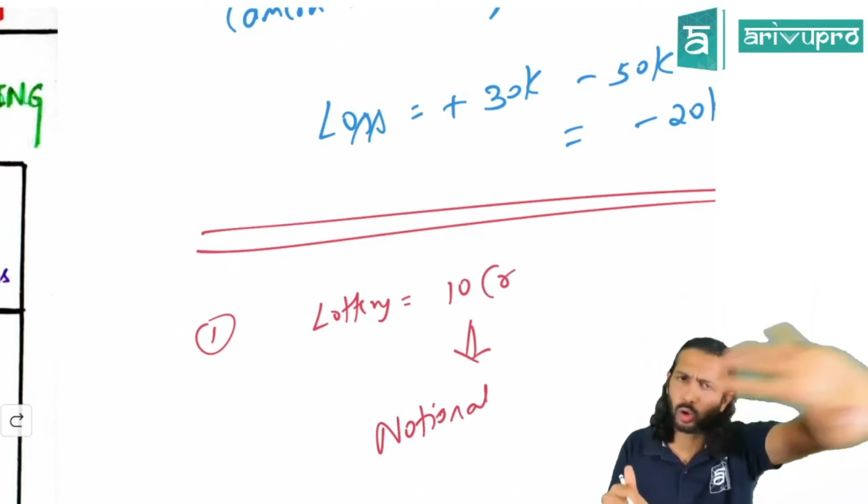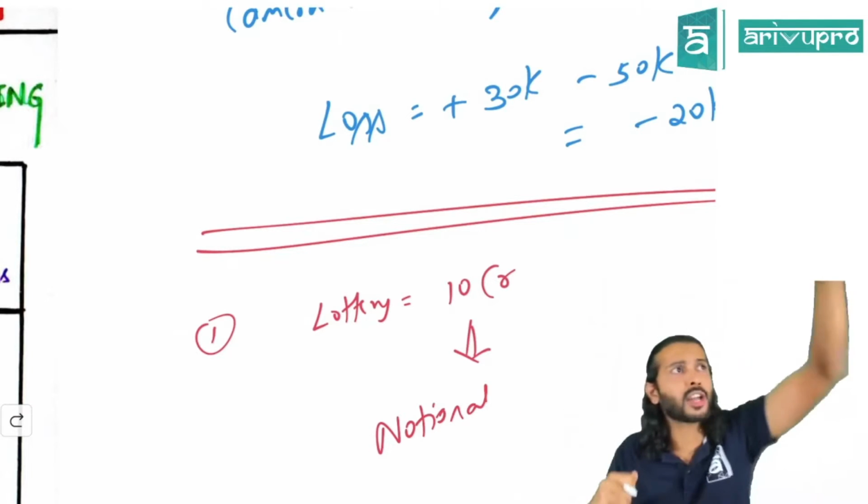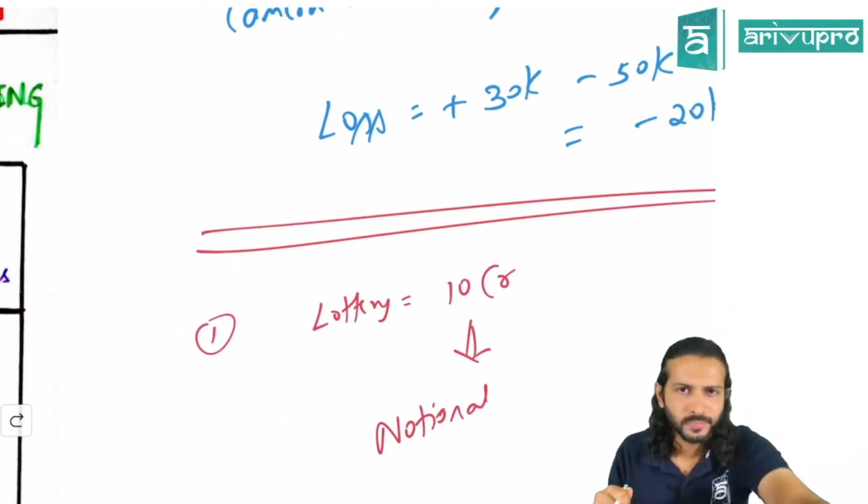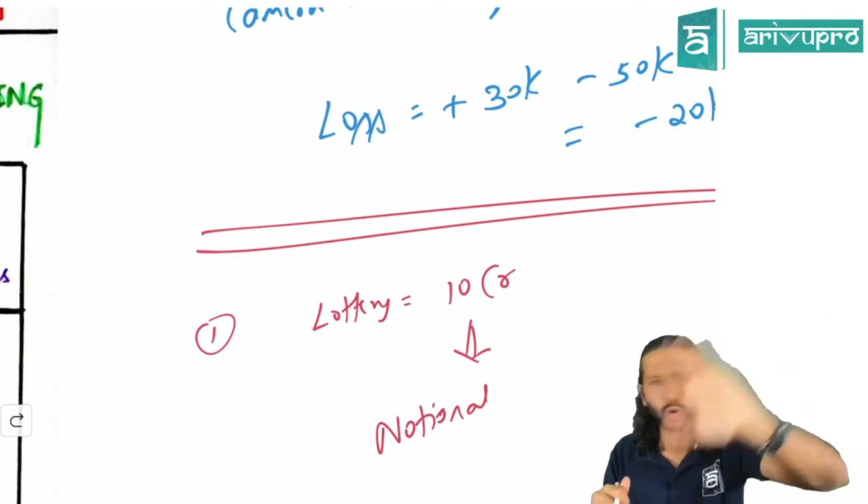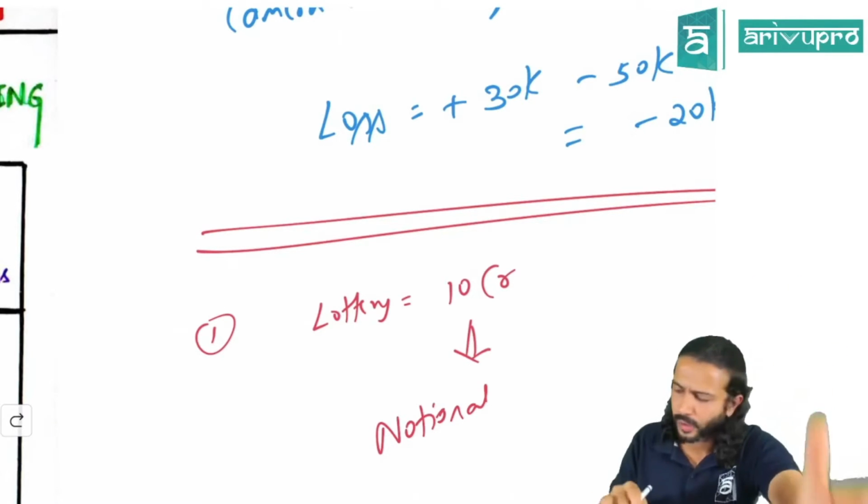Notional accounting, we don't do. If this happens, what to do? If that happens, what to do? That and all we don't do. Got it? If the transaction has happened, do a recording for that. That is the observation. All right.